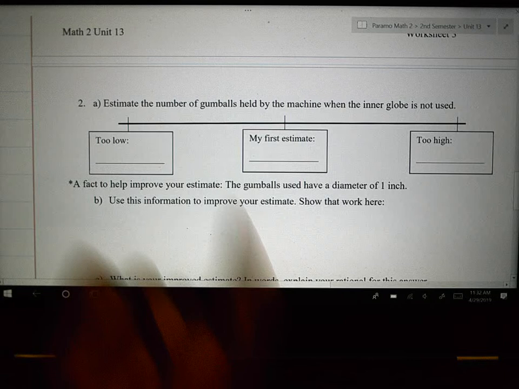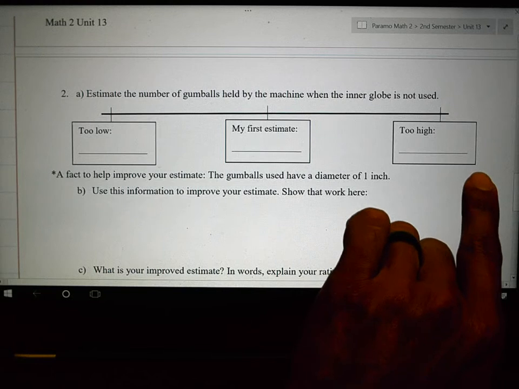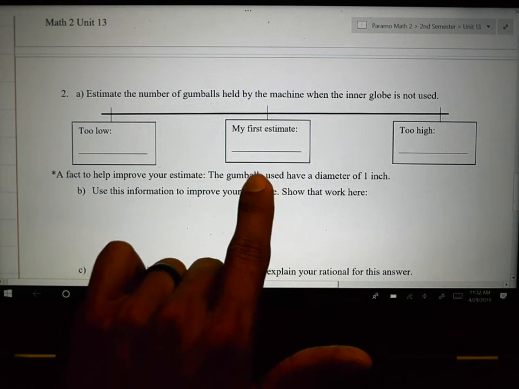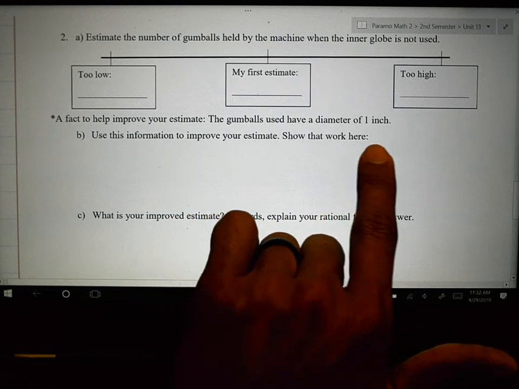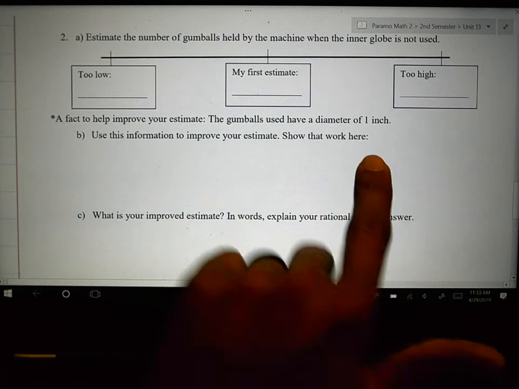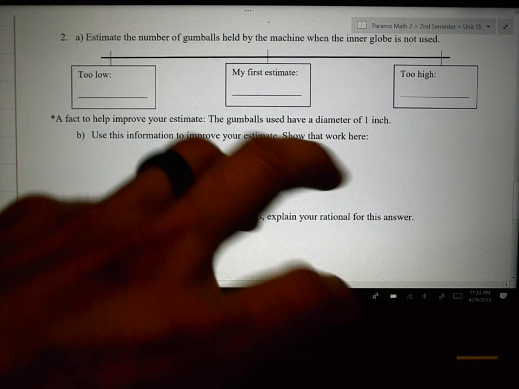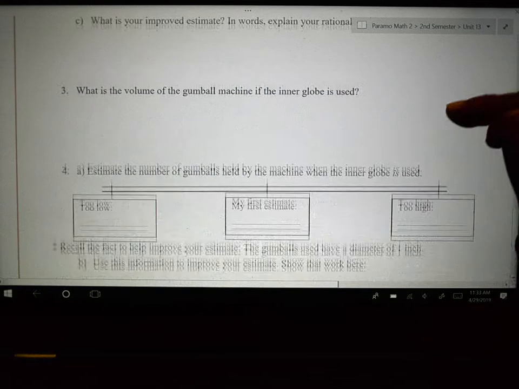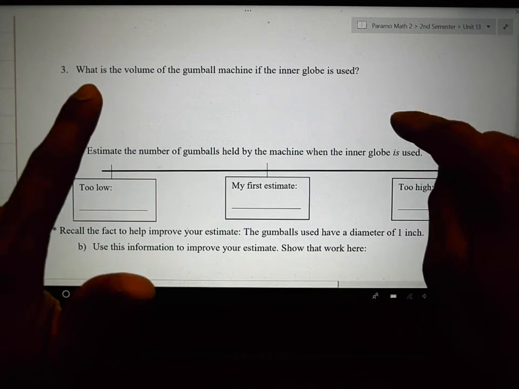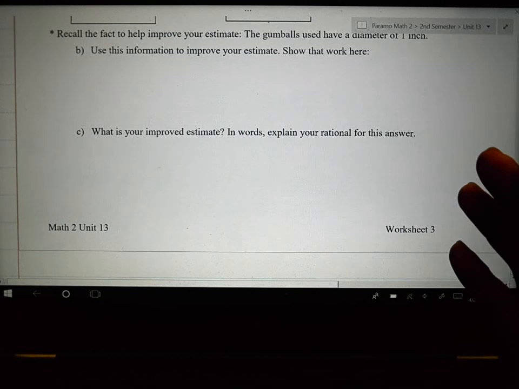they're going to ask you, estimate how many gumballs do you think can fit in there? What's too little? What's too many? What's your first guess going to be? And then they're going to ask you, well, what if the diameter is this? Then plug that in. Figure out what the volume of one gumball is and see how many of those can fit inside your available space. What if you use the inner globe? What would that be? And they're going to ask you a bunch of different questions that go along with it.